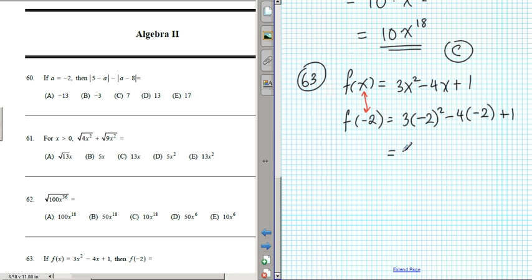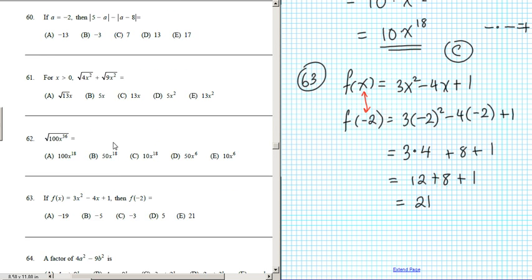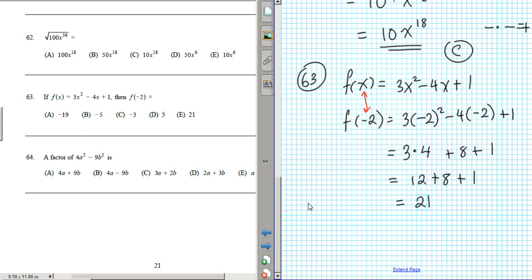Alright, so when you work it out, you're going to have 3 times -2 times itself. -2 times -2 is 4. Remember, minus times minus is plus. Okay, and then minus 4 times -2, minus times minus again is going to give us positive 8 plus 1. So 3 times 4 gives you 12, 12 plus 8 plus 1, and then your final answer for this one is going to be 21. And that corresponds to letter E. So number 63 is E.